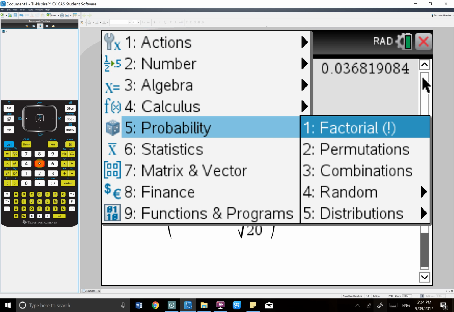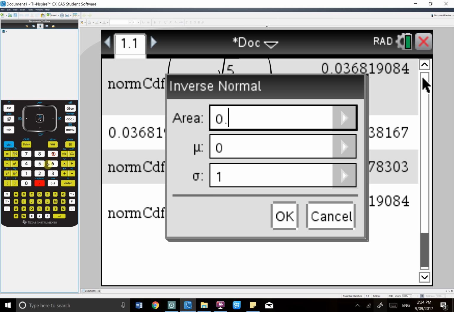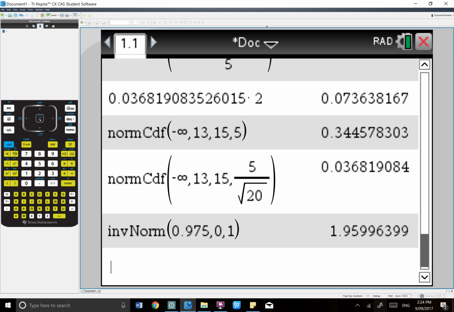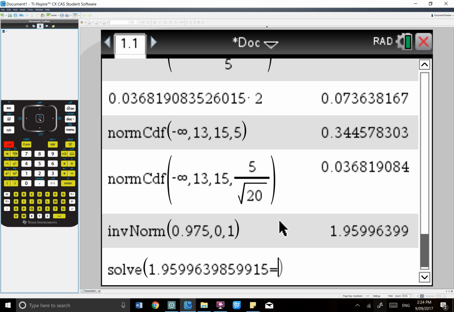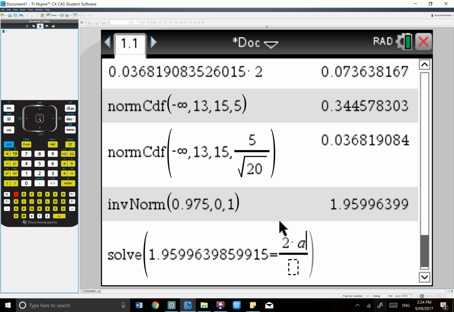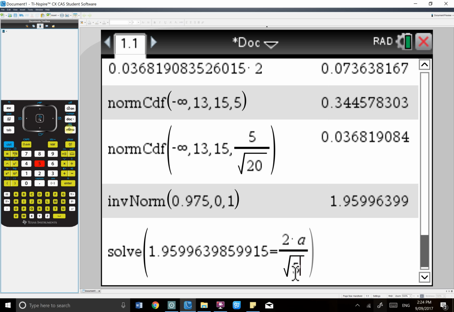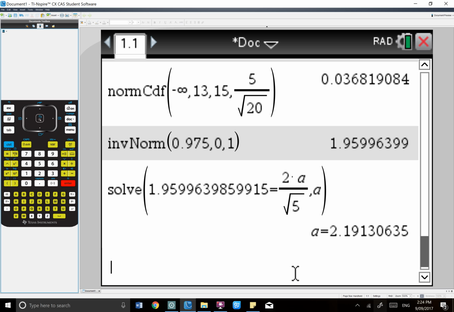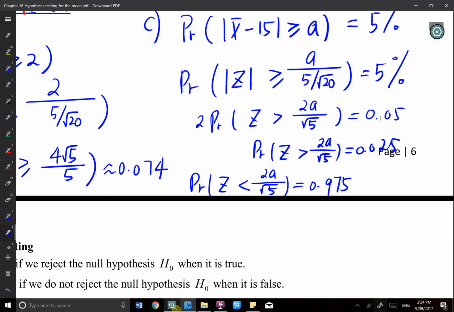So Menu 5 5 3. The area is 0.975, with mean 0 and standard deviation 1, that's a Z. You have 1.96, that's 95%. Right, the Z is 1.96 to 1.96. And then Menu 3 1. That value equals 2 times a divided by square root 5. You're solving for a. A is 2.1913.